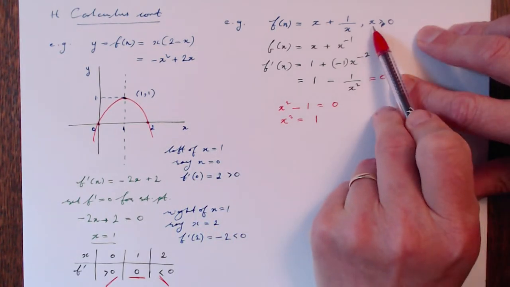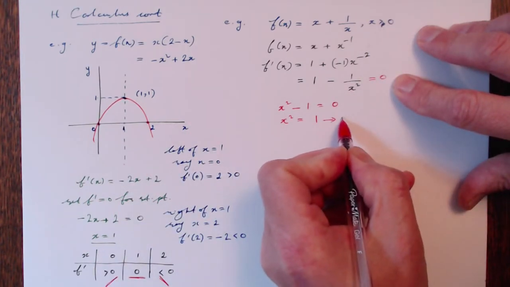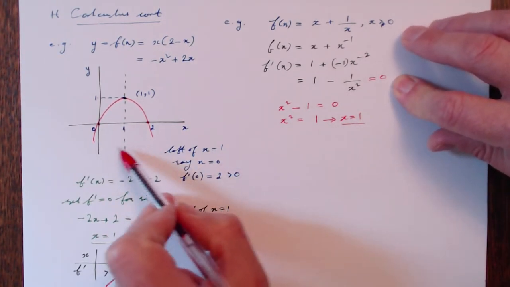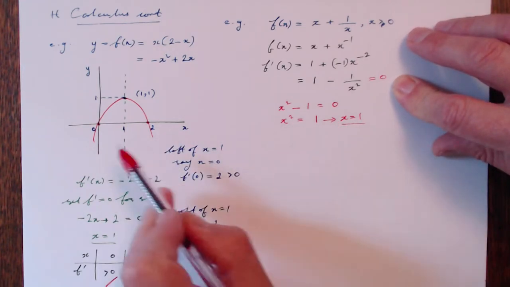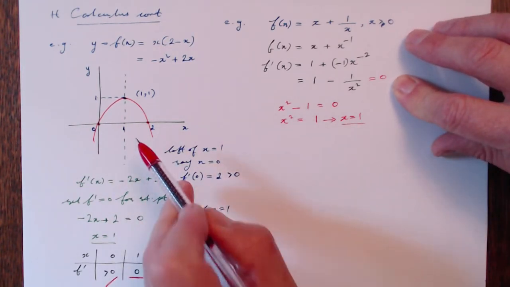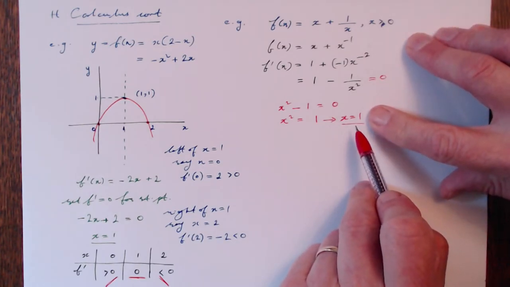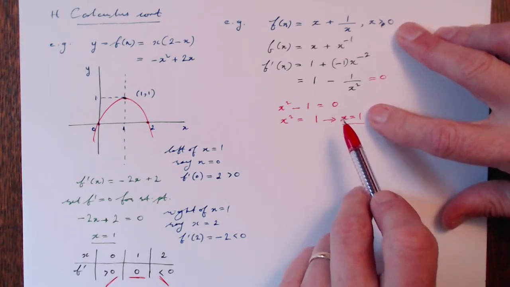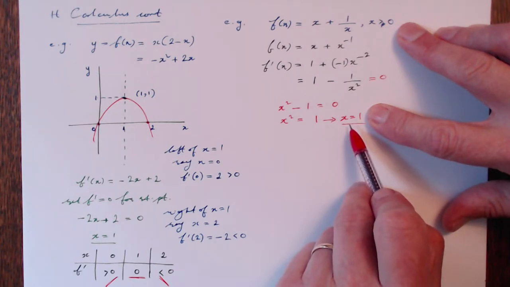And because I'm only looking at positive values of x, I have a single solution to this equation, which is that x equals 1. Just by coincidence, there's nothing special about the value of x equals 1 in stationary points. It just so happens that the two examples I've looked at here both have a stationary point at x equals 1. So that's fine. So we know for positive values of x, this function has only one stationary point. It's located at x equals 1.